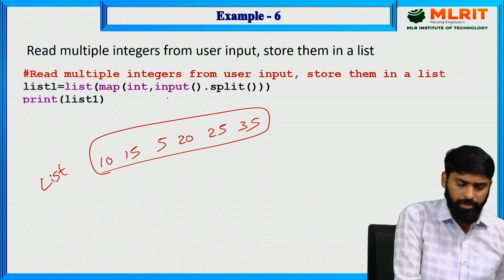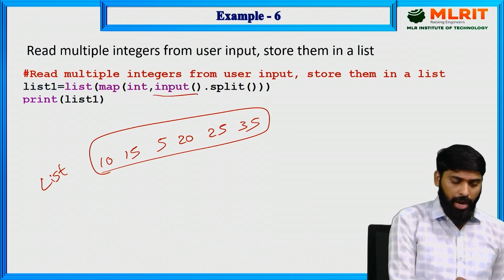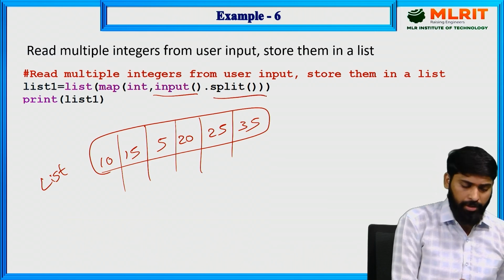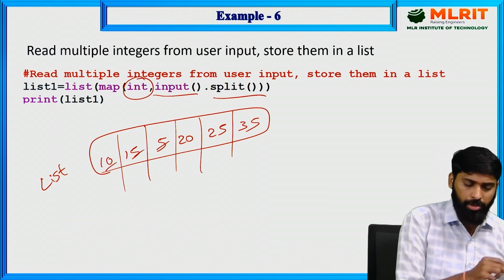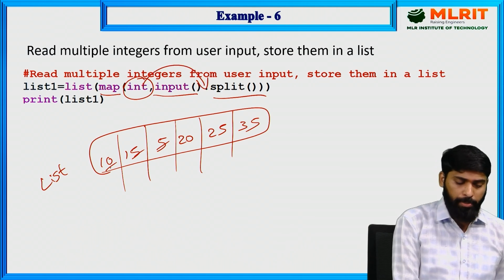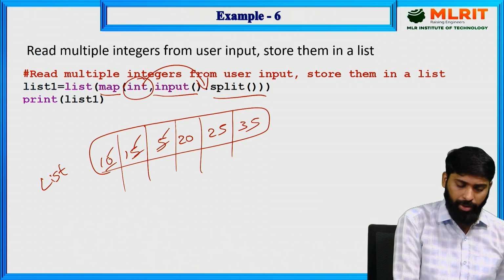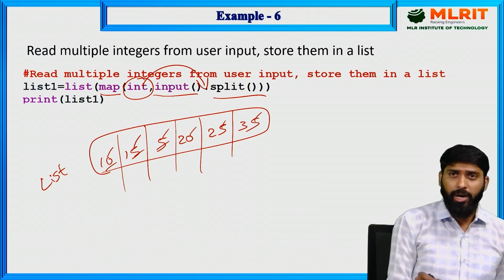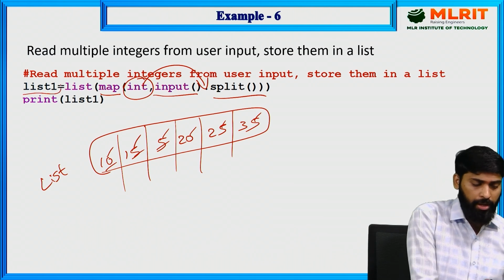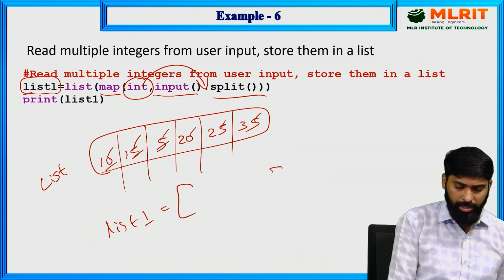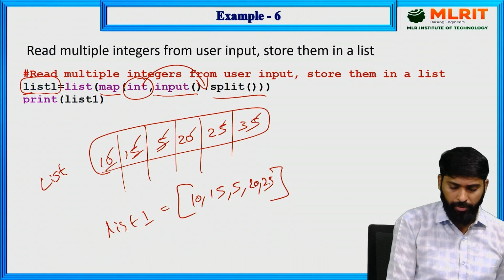How? Same. This is the input, so use the input function. I want to split, so use the split function. Now I want to convert all these into integers, so I use map. I am applying this function on these iterators. So it becomes 10 as an integer, 15, 5, 20, 25, 35 as integers, and all these values are stored in a variable called list1. Now list1 is 10, 15, 5, 20, 25, 35.